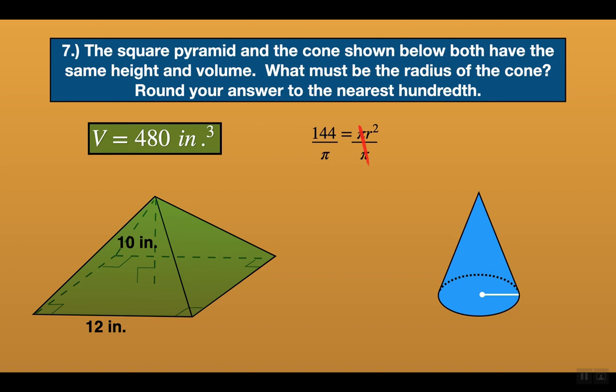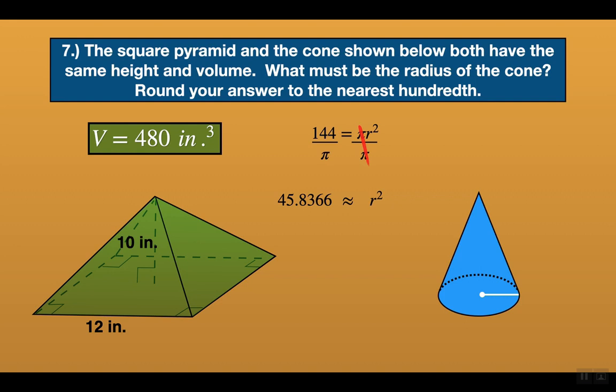On the left-hand side, you're going to have to work that out on a calculator. Divide 144 by, and make sure to hit the pi button on your calculator. When you do that, you're going to get r squared equals approximately 45.8366.